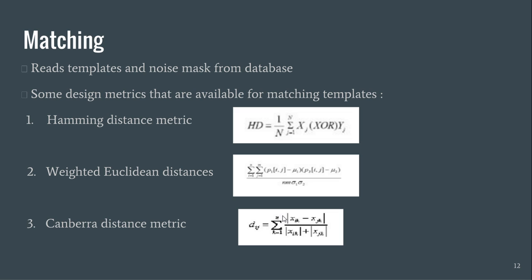Fourth stage is matching, where your algorithm basically reads the templates and the noise masks which are added to them, and compares them with the templates that are stored in the database while training your system. Some design metrics that are available for matching templates are Hamming distance metric, weighted Euclidean distance, and Canberra distance metric. I have made use of the Hamming distance metric.